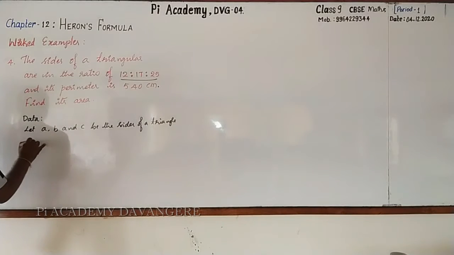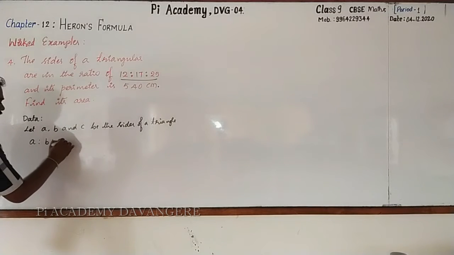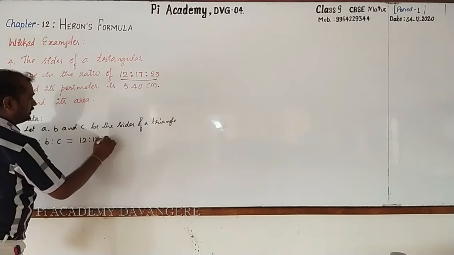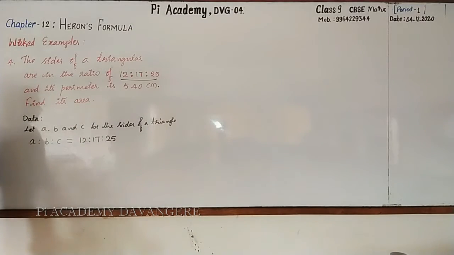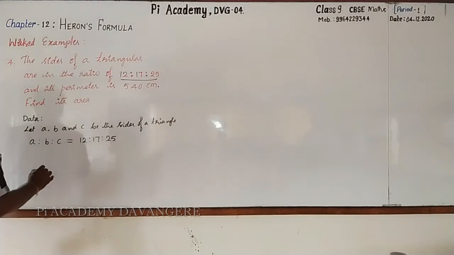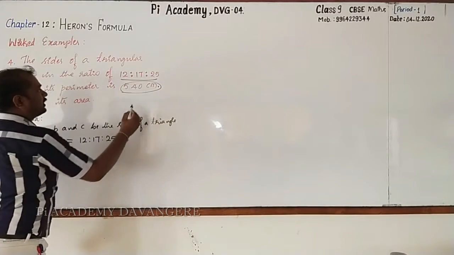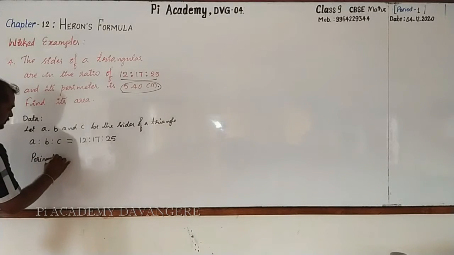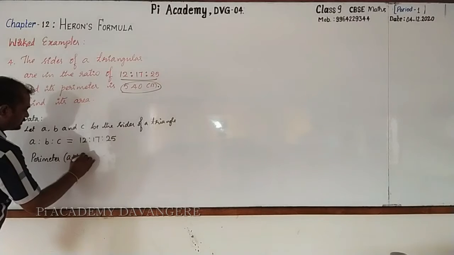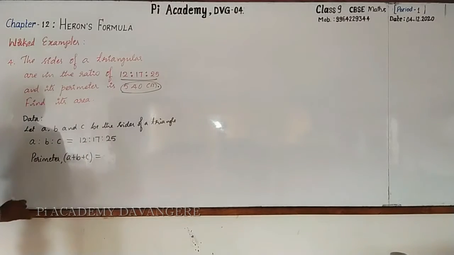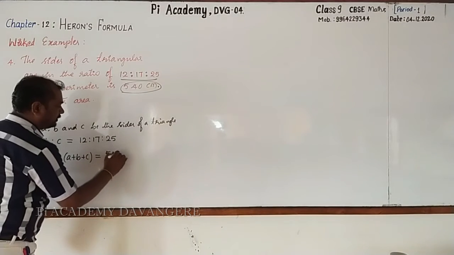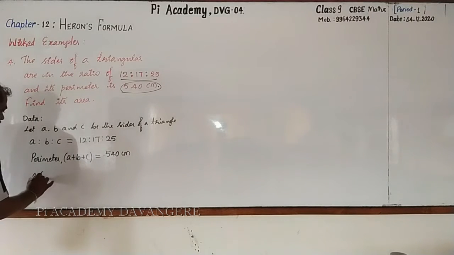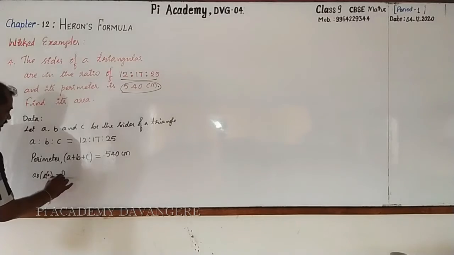Then we can write A : B : C is equal to 12 : 17 : 25. Next, they have given the perimeter as well. Perimeter is nothing but A plus B plus C is equal to 540 centimeter. Now with this information, let us go for finding the area of the triangle.